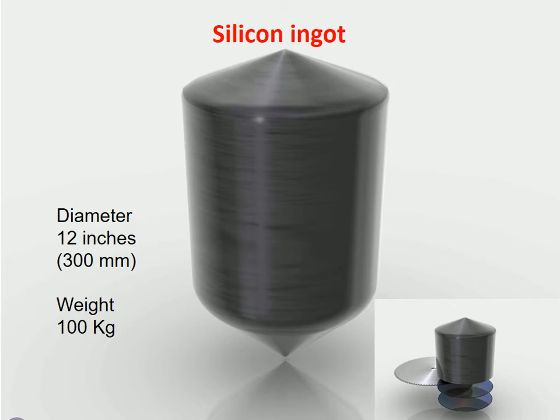We start from a silicon ingot. It's a very large piece of crystalline silicon, very high quality, pretty expensive. The typical diameter is 300 millimeters, and the length is something more than 1 meter. It's like a large mortadella, if you have never seen one, but very, very large. And the weight is about 100 kilograms.